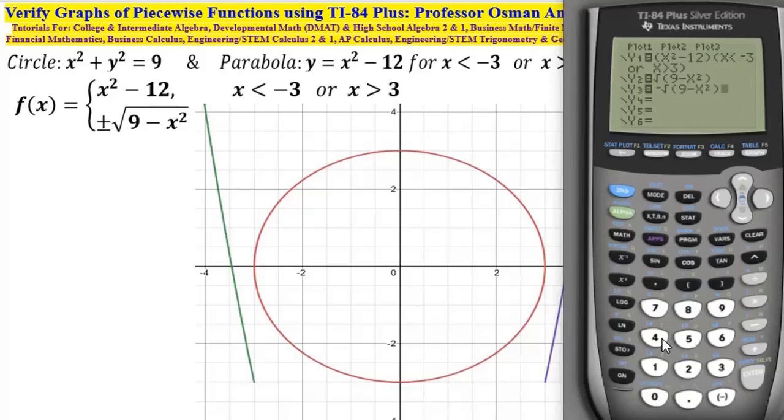Okay, so let's set the window from minus 4 to 4 for the x values, and the y values also from minus 4 to 4. Now just graph. Here is our parabola, and here is our circle.